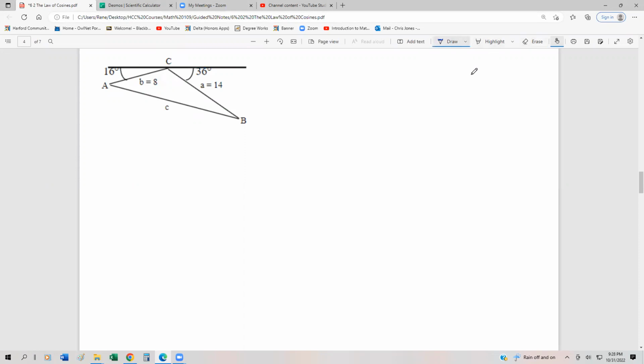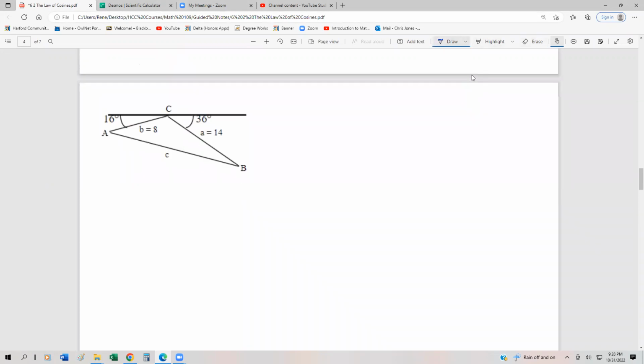And so we know that straight angles have a 180-degree measure, right? So we know that the total has to be 180. Okay, and so all we have to do to find this interior angle C is take 180, subtract 16 degrees, and also subtract 36 degrees, which is going to be 128. So this interior angle should be 128 degrees.